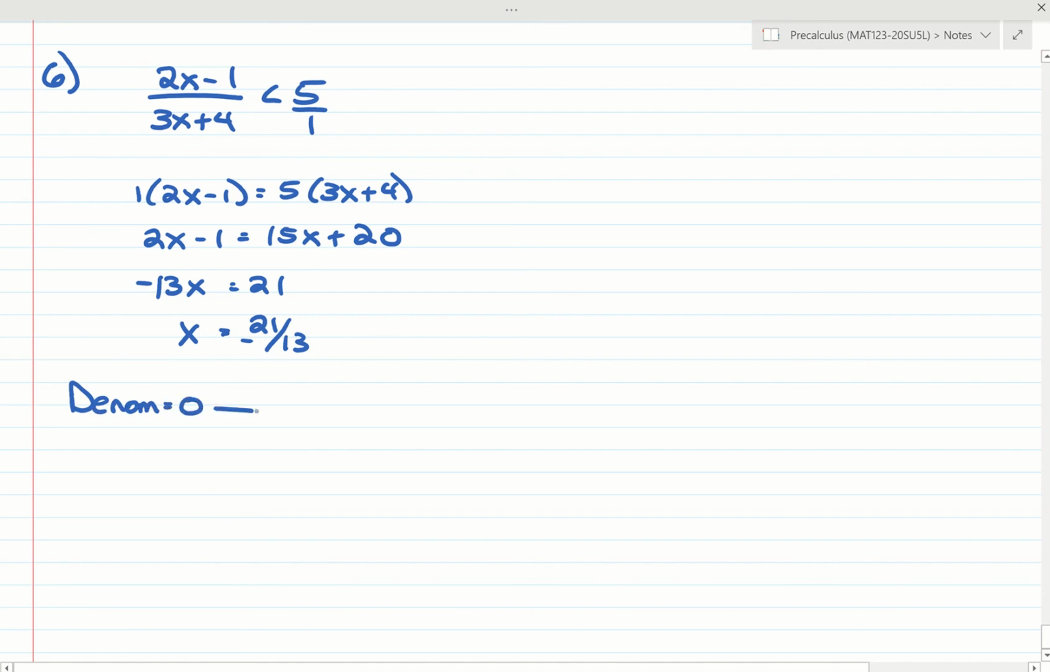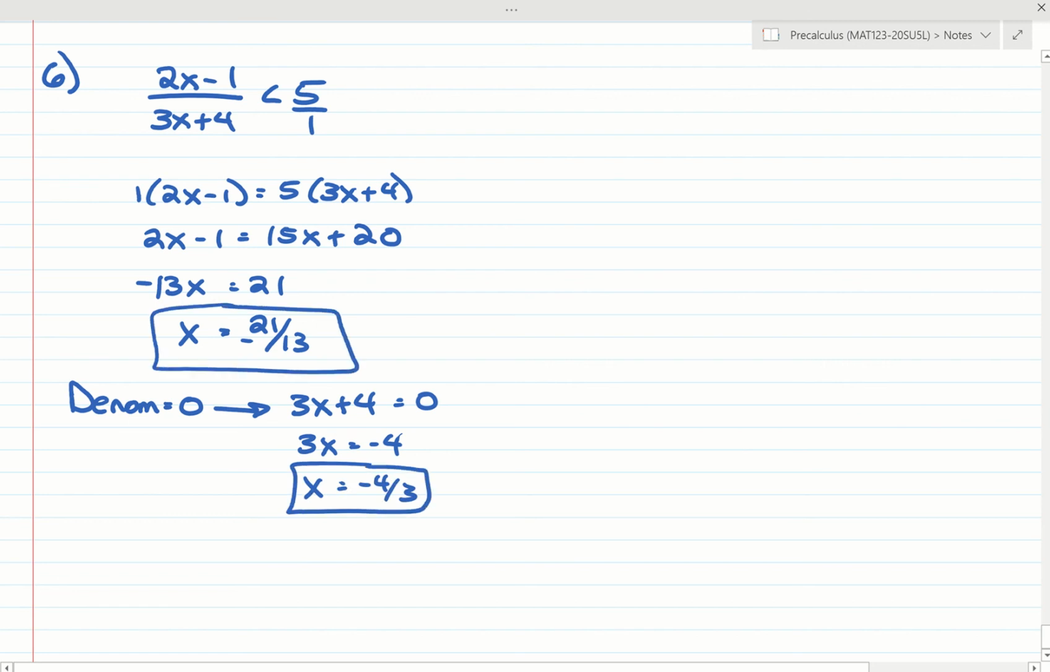Our next step is we want to make our denominator equal to 0. So that would be 3x + 4 = 0. If we bring the 4 over, we get x = -4/3. So we're going to make our number line with these numbers.